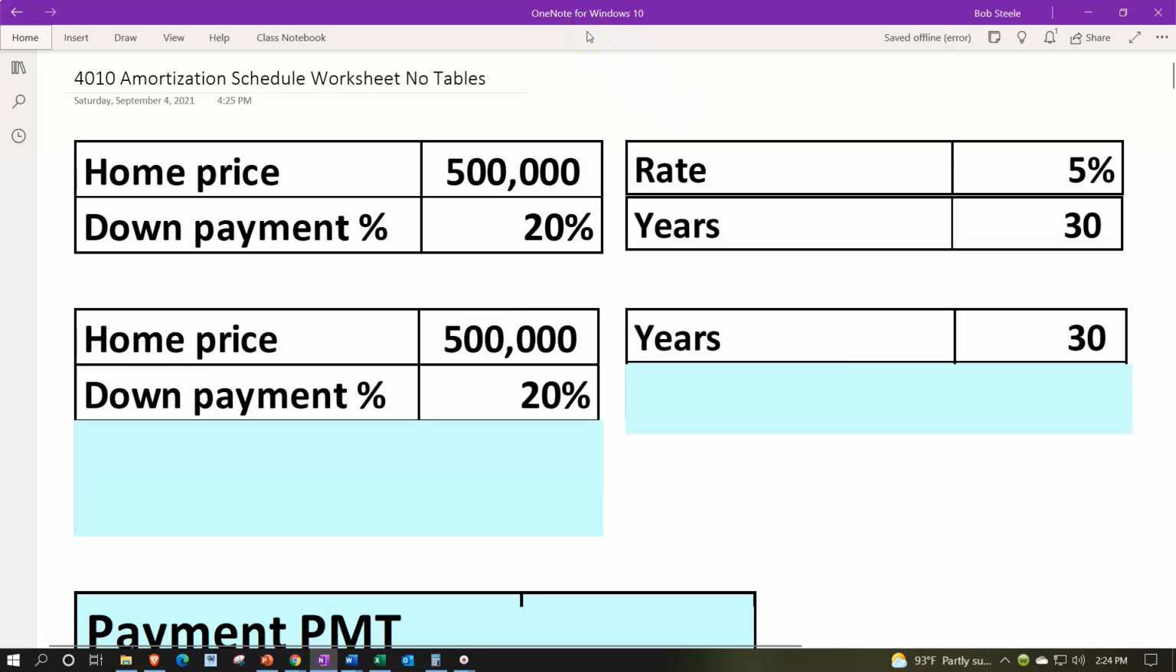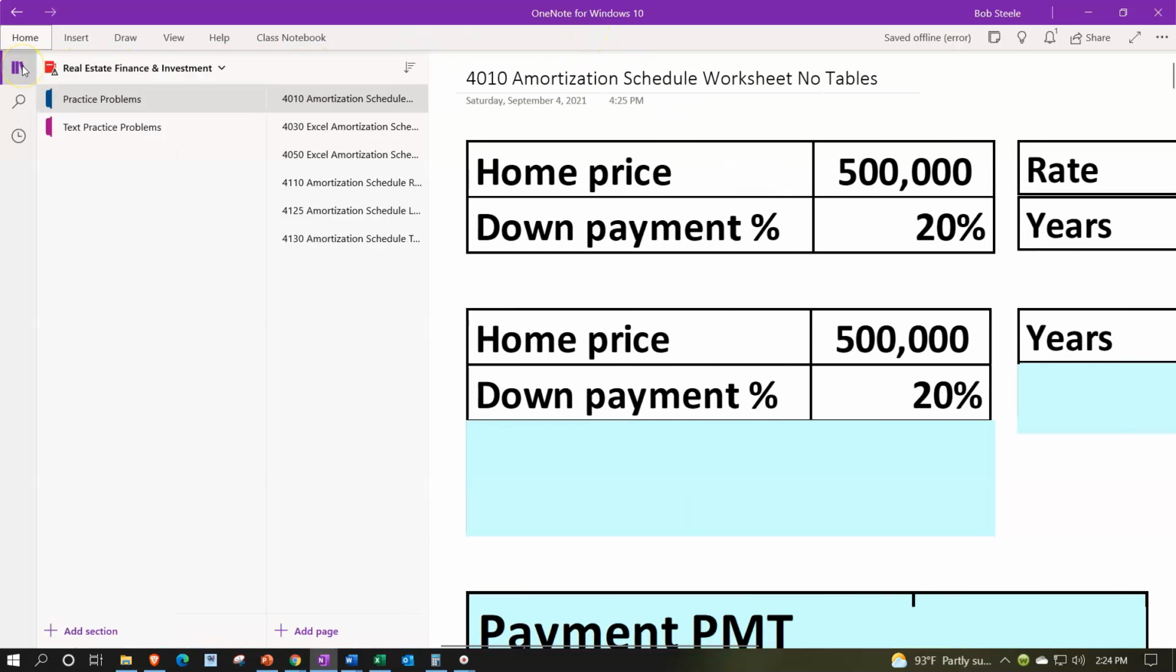If you have access to OneNote and would like to follow along, note that we're in the icon on the left-hand side. We're in the Practice Problems tab. We're in the 4010 Amortization Schedule Worksheet No Tables tab.